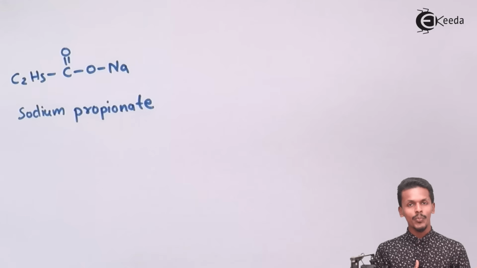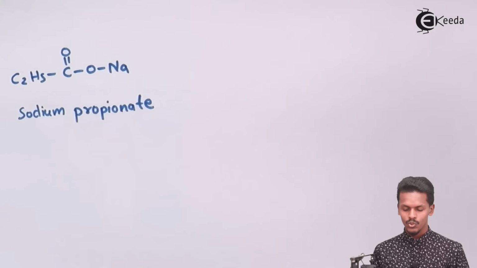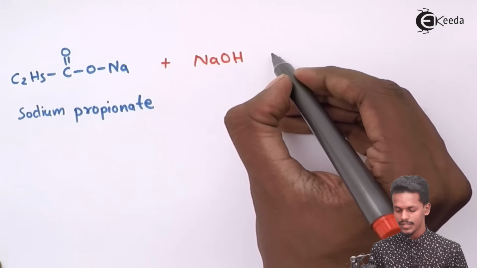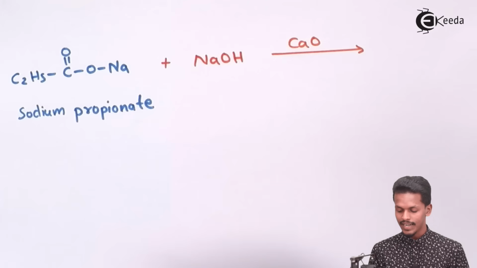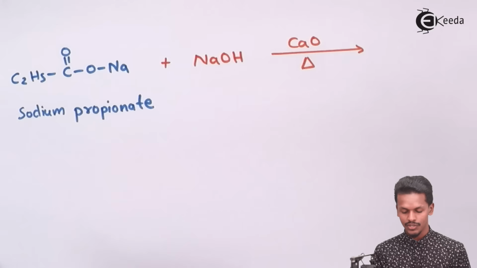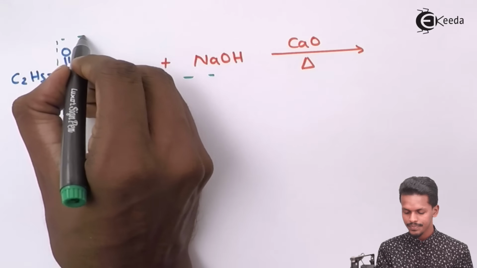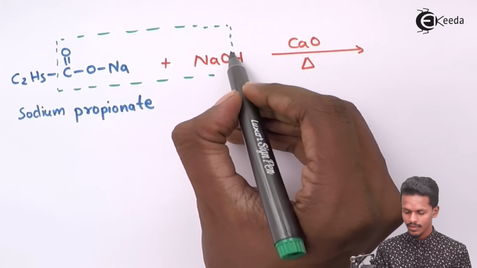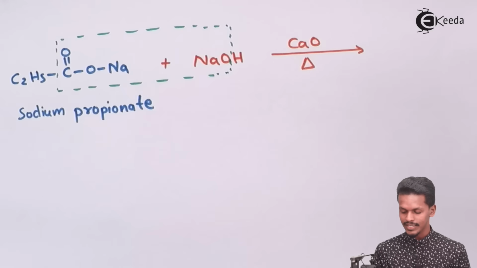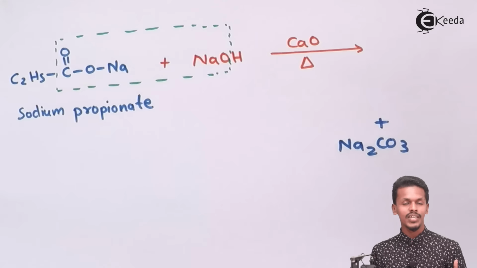Because we have sodium propionate, and we have to do the decarboxylation process to make an alkane, we will introduce NaOH in the presence of calcium oxide, and we'll heat it. What will be removed is basically this whole group attached to the alkyl group, along with sodium oxide. What has been removed as a byproduct is Na2CO3.